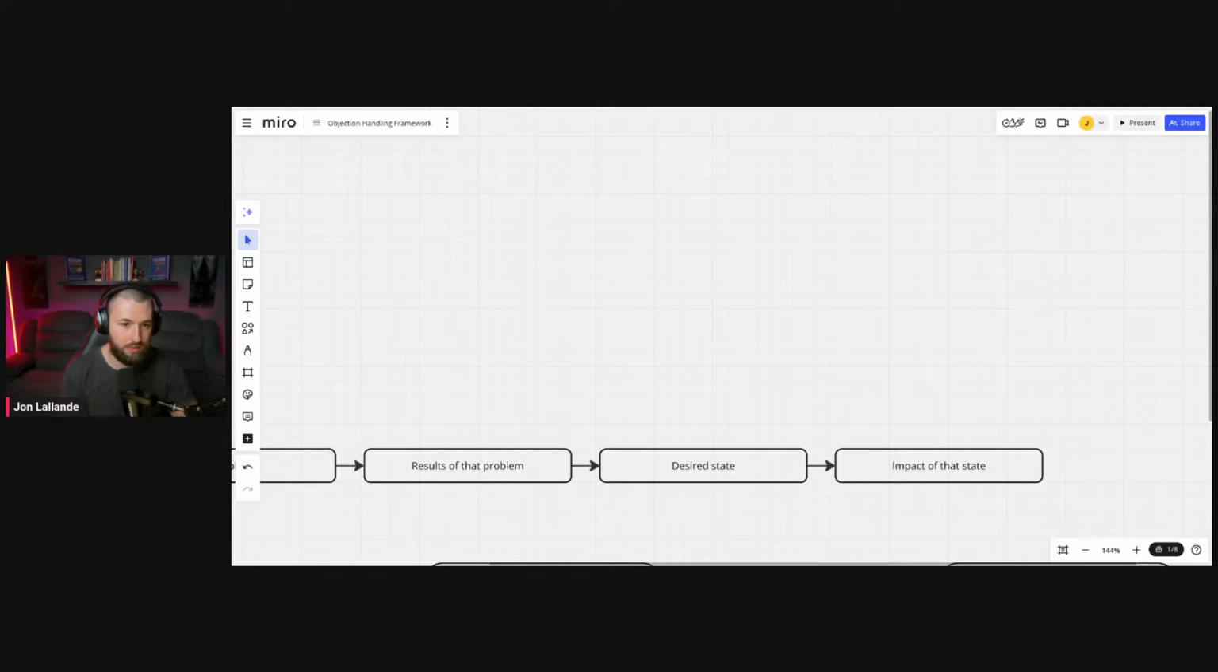Why do we need to do this? This is how we are going to help them solve their problems and how we're going to help them overcome their own objections. Because objection handling is not us overcoming their objections. It's helping them overcome their own objections. When you flip that in your mind, everything will change for you. Instead of us trying to overcome their objections, we're helping them overcome their own objections. So let's jump right into it.